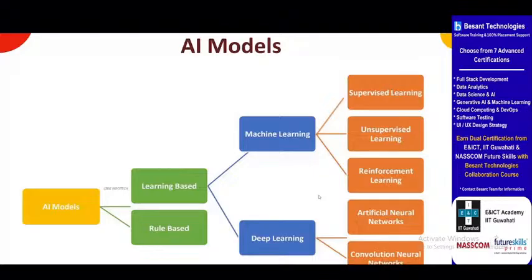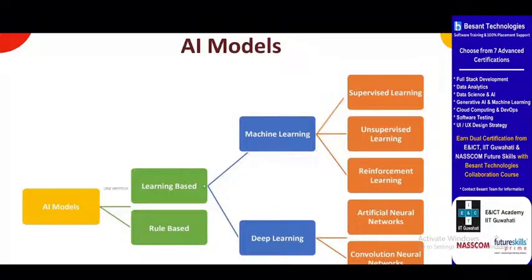Next, AI models. AI models are of two types. One model is the rule based. All these AI models work only on the protocols, only on the rules. The second one runs on learning based. Learning based means, as I said, it is already fed. Some things are already trained to the machine. If some things are already fed to the machine, it will be machine learning.